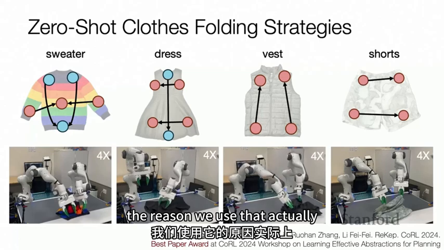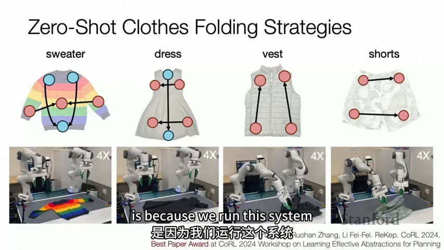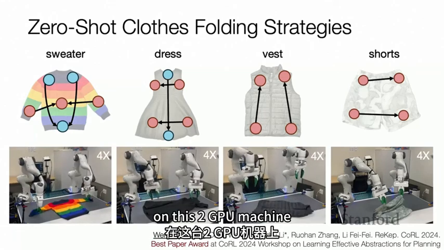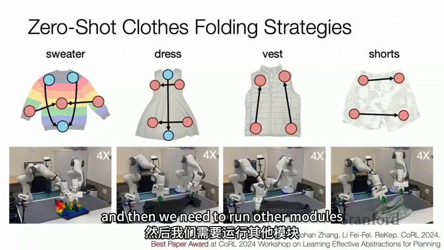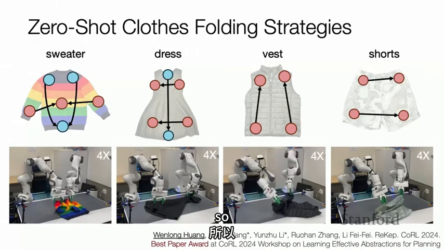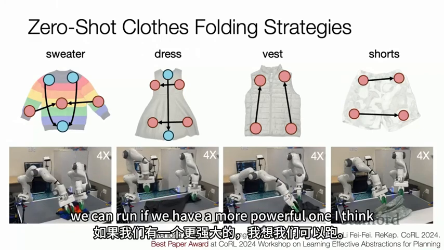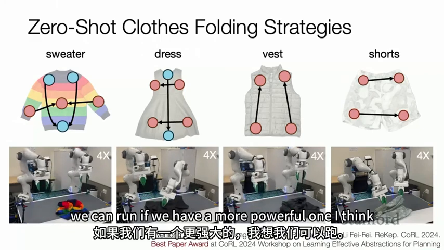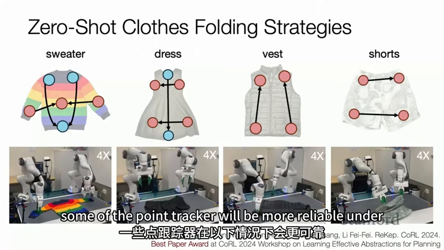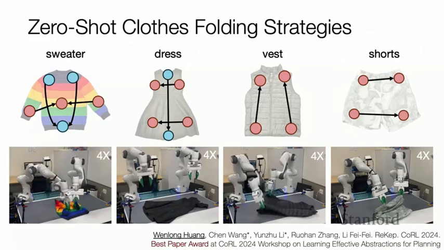The reason we use that is because we run the system on a 2 GPU machine, and we need to run other modules. So it turns out that this is the most lightweight module we can run. If we have a more powerful machine, I think some of the point trackers will be more reliable under occlusions.